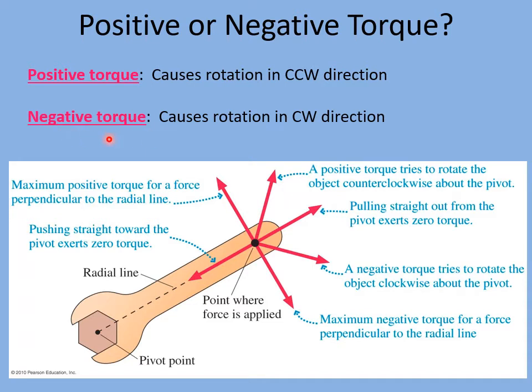Likewise, we can produce a negative torque if we were to push the wrench in this direction. The wrench is going to rotate in the clockwise direction, and that would be a negative torque because the angle is getting smaller.